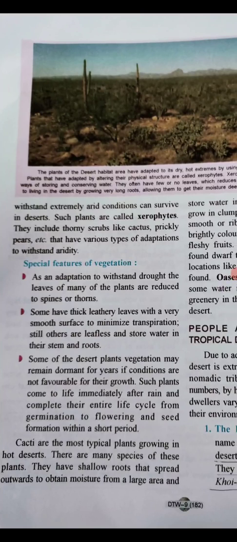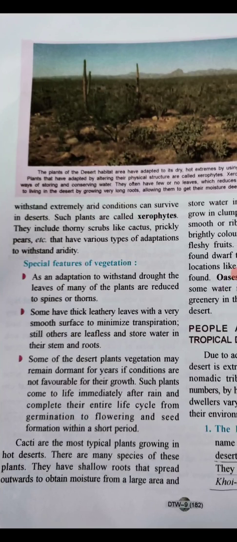And what are the special features of vegetation? See, as an adaptation to withstand drought, the leaves of many of the plants are reduced to spines or thorns. Okay, as we see, desert plants are characterized by thorns. Okay, thorns means they have prickles. This is because it reduces the loss of water from them. Okay, the leaves convert themselves into spines because it reduces the loss of water from the plant.